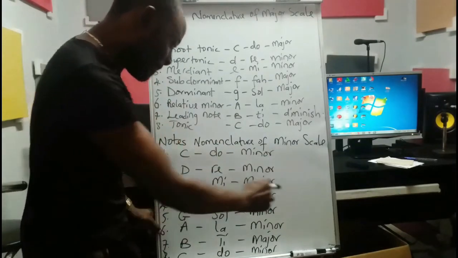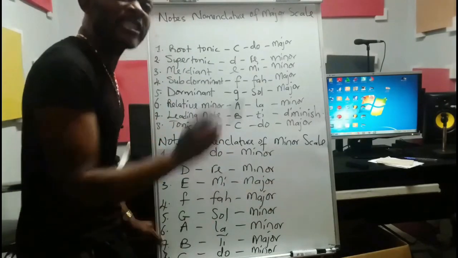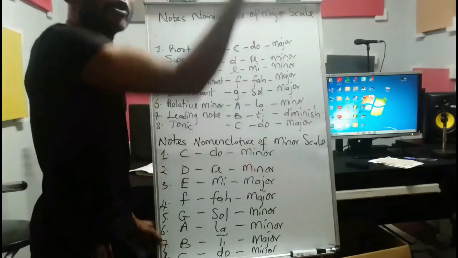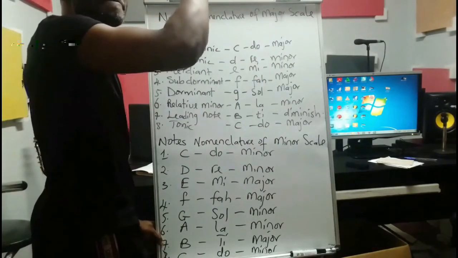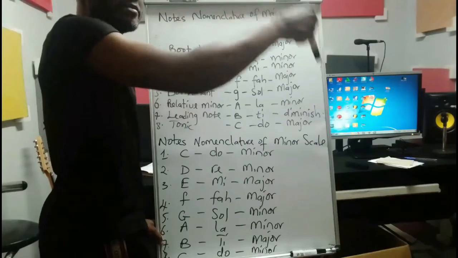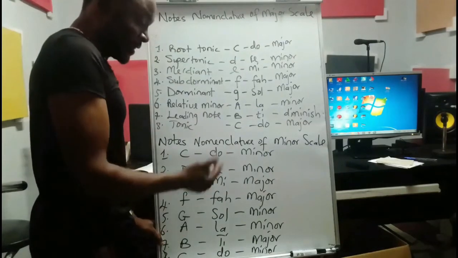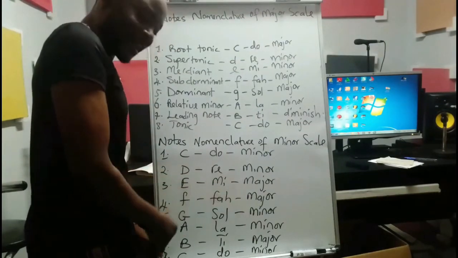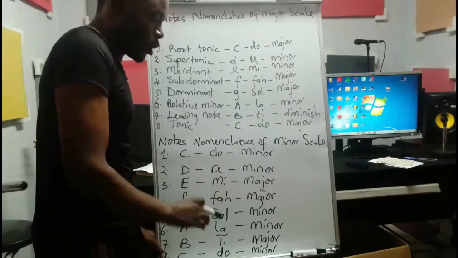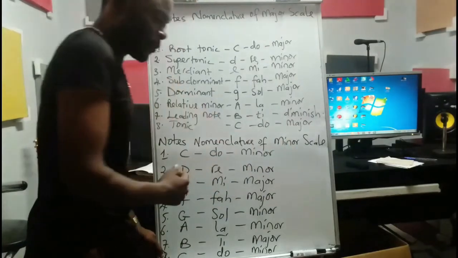The sixth is a minor. And the seventh now is a major, instead of the diminished. If you are on a major key, the seventh is a diminished. But when you are on a minor key, the seventh is a major. And the eighth, do I need to tell you? I don't. Well, it's a minor.